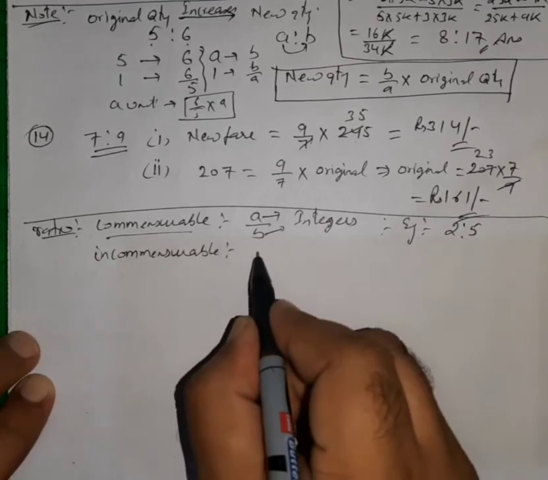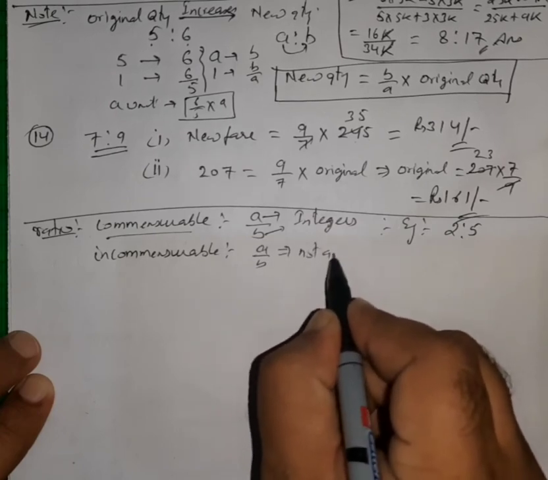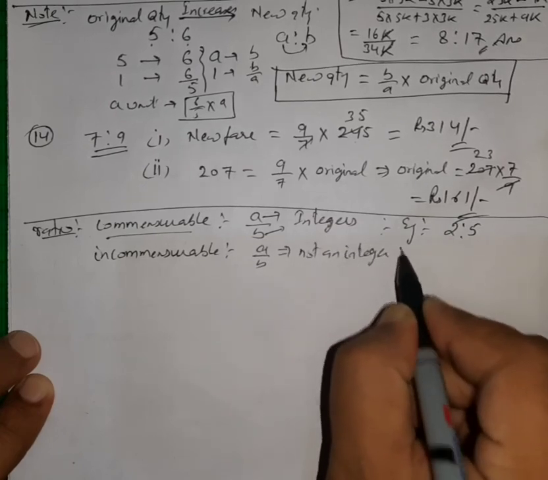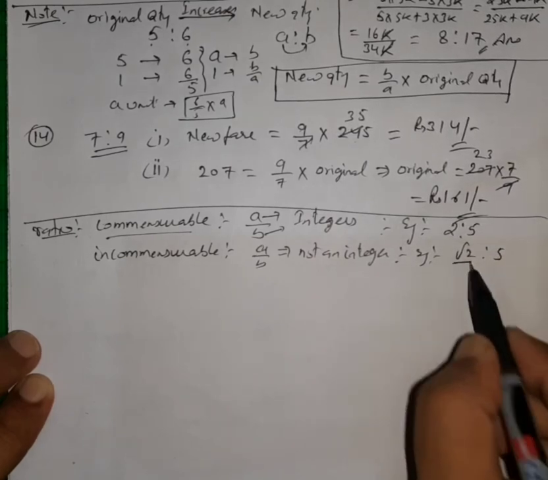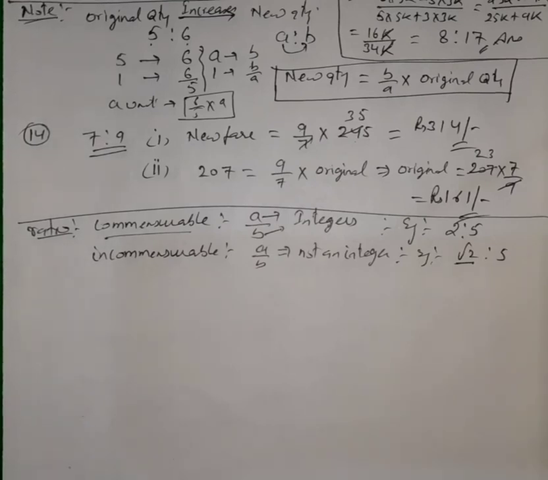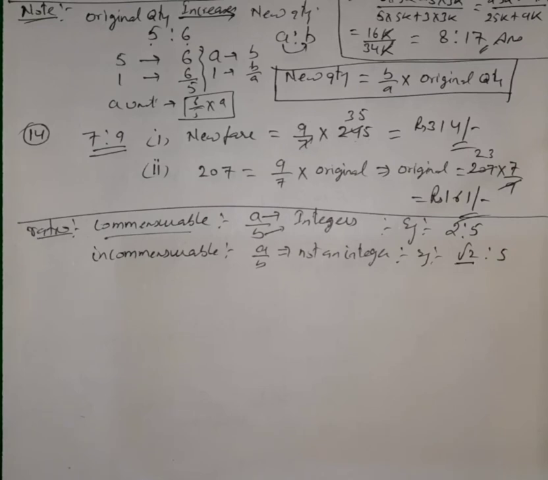Here, if any one of these two, a or b, is not an integer, for example, let us say root 2:5. Here root 2 is not an integer, it is an irrational number. So this type of ratio will be called an incommensurable ratio. The ratios which can be expressed in the form of a ratio between integers are called commensurable ratios, whereas if they cannot be expressed as a ratio between two integers, then they will be called non-commensurable quantities.